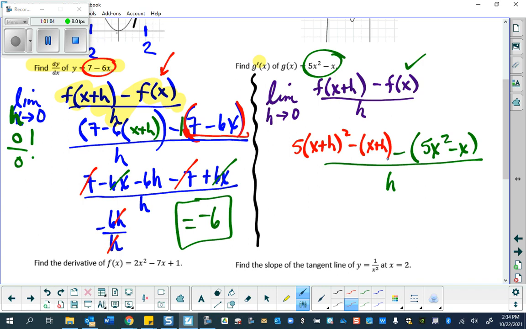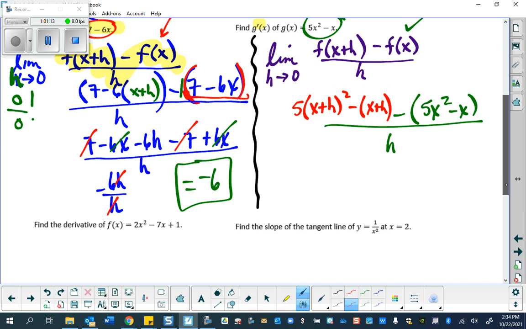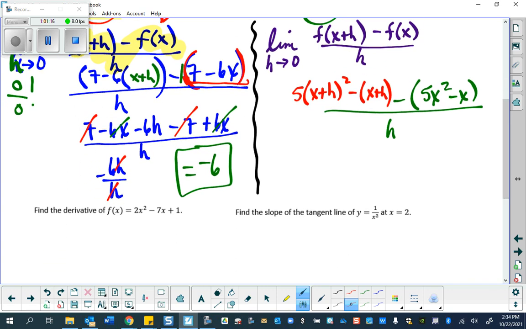Now you know what's going to happen. Lots of cool algebra is going to make it so it completely cancels out. It just is going to take you a bit to get there. Let's start here. 5 times x plus h squared is x squared plus 2xh plus h squared, right? Yes. X times x is x squared. X times h is xh twice.